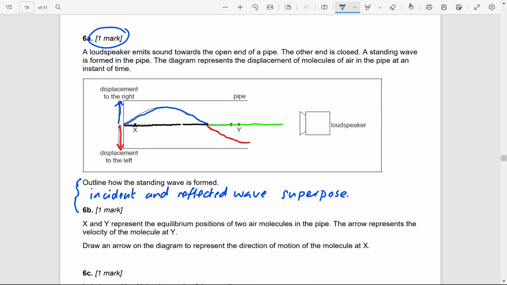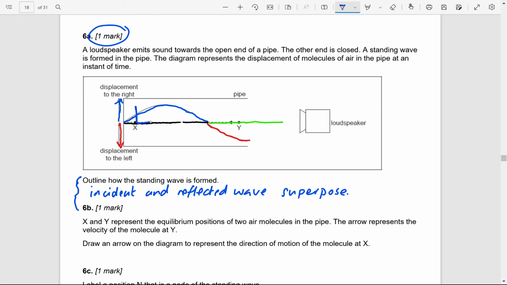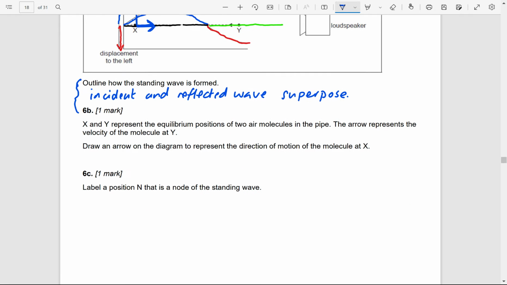So all you simply need to do is look and see where is it in line with. It's in line with a blue part of the wave, a right part of the wave. So the answer is to the right, and we're just looking for an arrow like that.